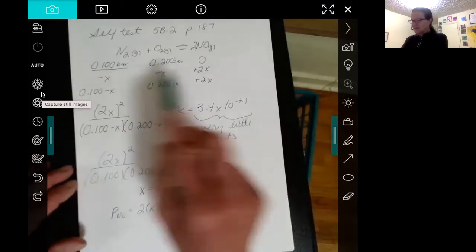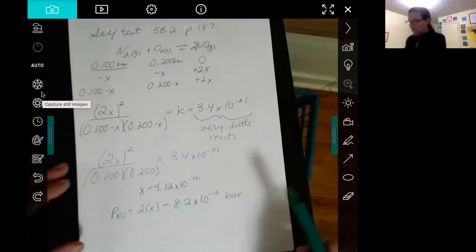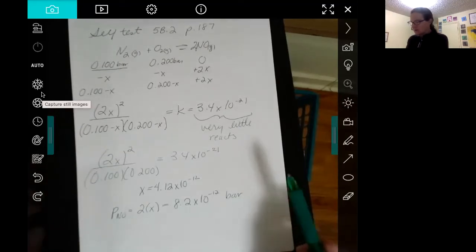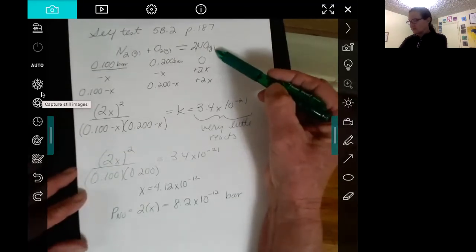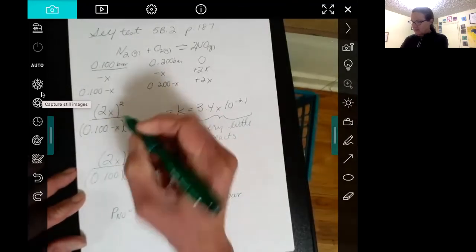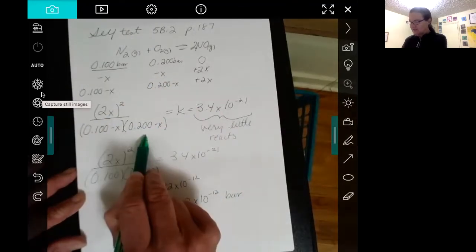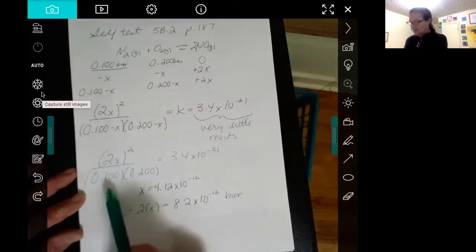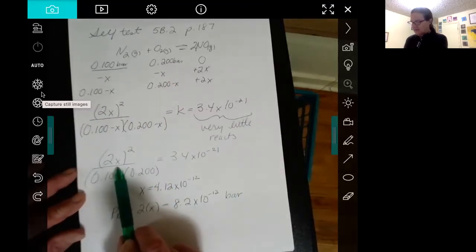So really, this reaction doesn't take place very much. It doesn't react forward very much. We're going to have a very small pressure of nitrogen monoxide. So I'm going to assume that the x in relation to the starting pressures of nitrogen and oxygen is very, very small because the reaction doesn't go very far forward. And then I can just solve for the x here.